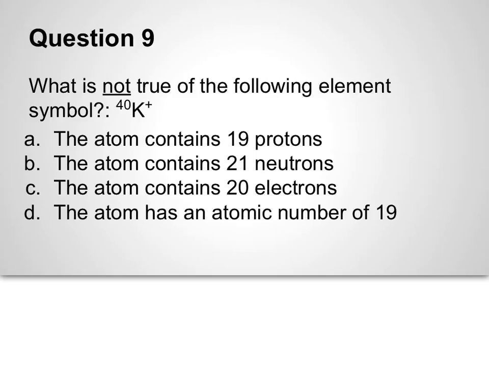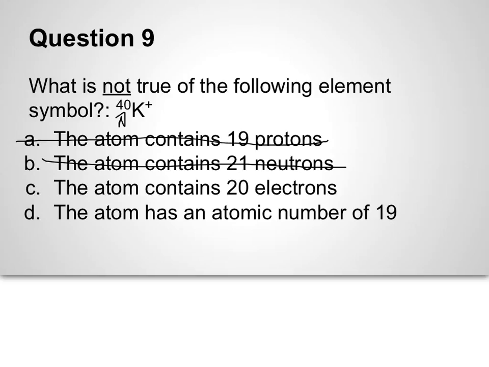Which is not true of the following symbol. Potassium 40 with a charge of +1. The atom contains 19 protons. No, it absolutely does, because it's potassium. No matter what, it's got 19 protons. It contains 21 neutrons. That is true, because 19 plus 21 gives us this number up here, the number 40, the mass number. It contains 20 electrons.